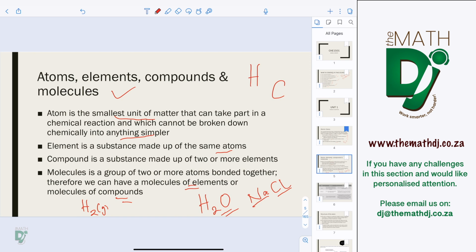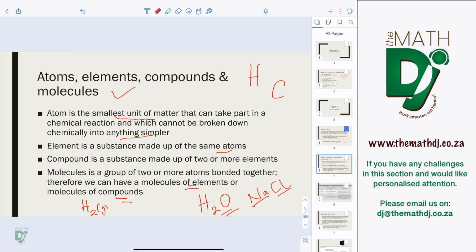So water can also be a gas, liquid, and a solid. Ice at 0 degrees, gas at 100 degrees, and at normal room temperature it is liquid. But the basic thing is there are molecules of elements and molecules of compounds. So these are the things you should know.